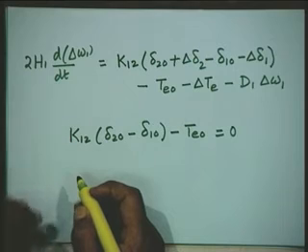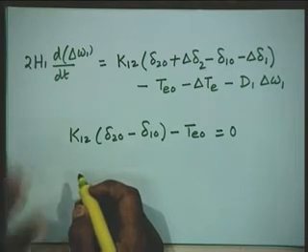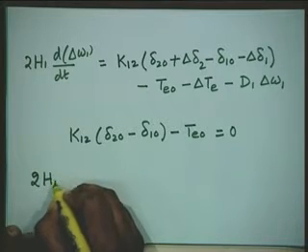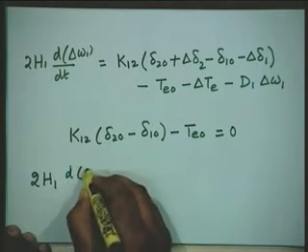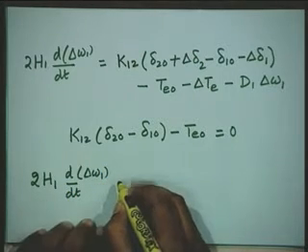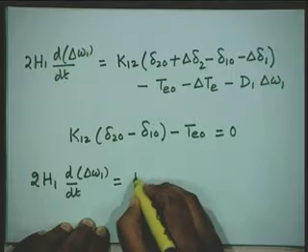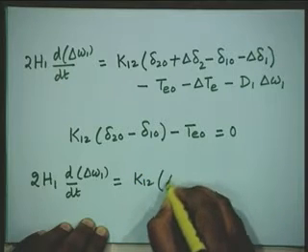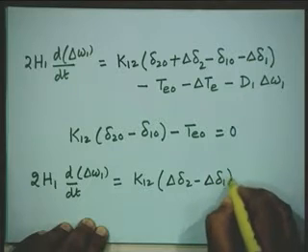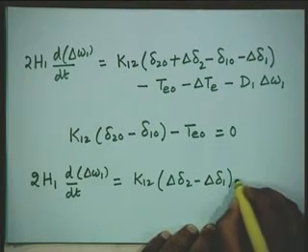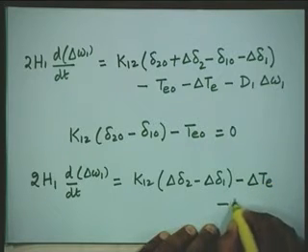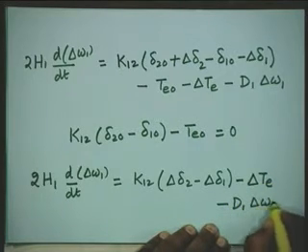for considering this small perturbation around the steady operating condition, around nominal operating condition, we can write down the linear differential equation as 2 times H1 d delta omega 1 by dt, that is d by dt of delta omega 1, equal to K12 (delta 2 minus delta 1) minus delta Te minus D1 omega 1.